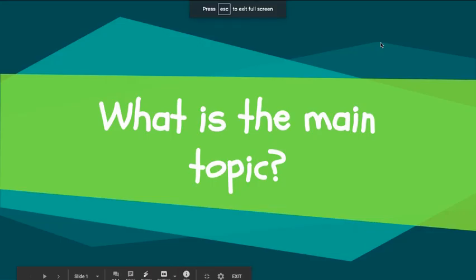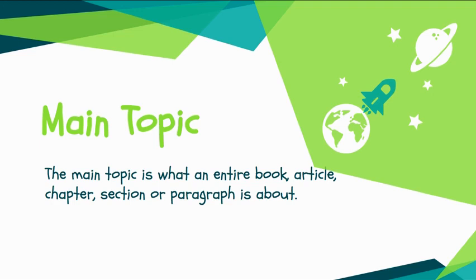I'm going to show you how to identify what the main topic of a piece of nonfiction is. When we talk about the main topic, it's what either the entire book, an entire article, an entire chapter, or a section or a paragraph is about. Usually if you're talking about a book or an article, it's a big idea like elephants or manatees or volcanoes. Whereas as you get into chapters and sections and paragraphs, it becomes a little bit more specific.